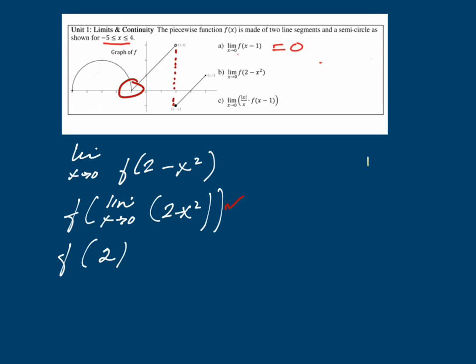What is the graph of 2 minus x squared? We have to just investigate a little further. Here's 2. Isn't it this graph, right? This is y equals 2. So there's the graph of the function. So we're putting that function into this function.